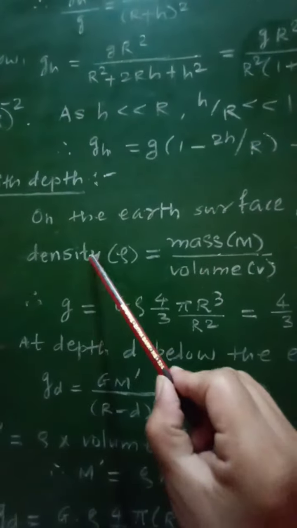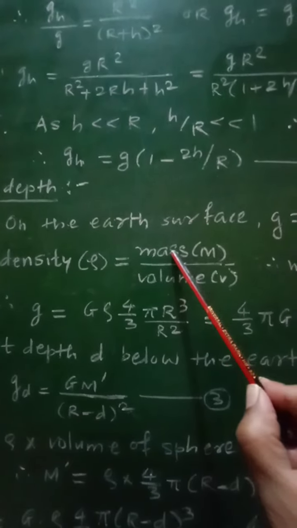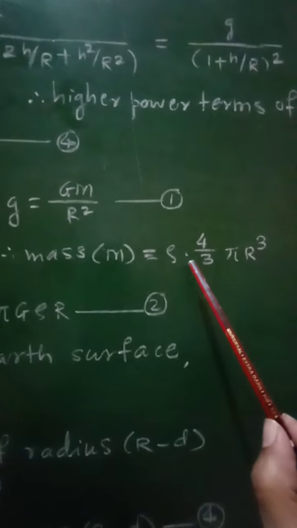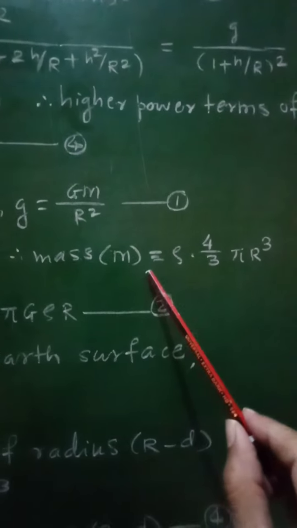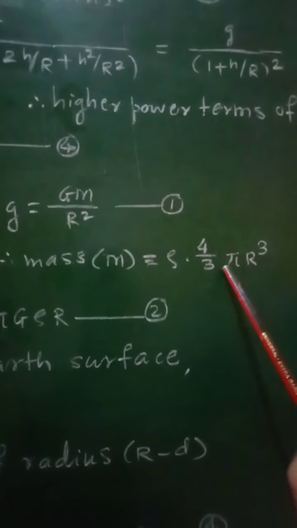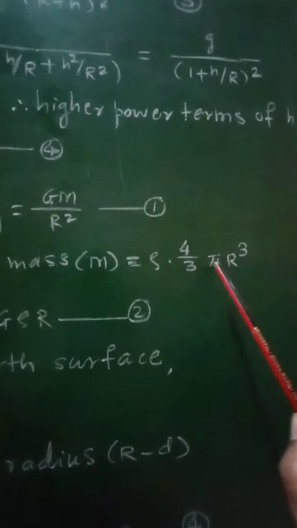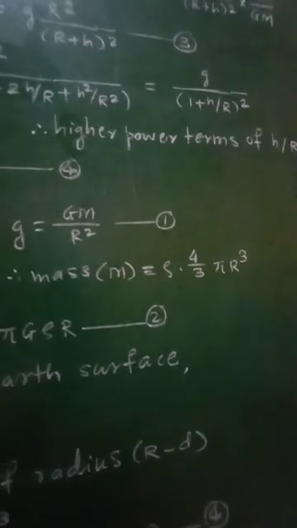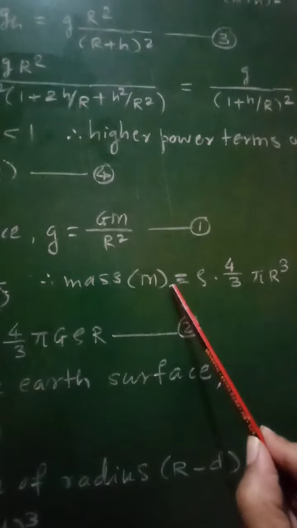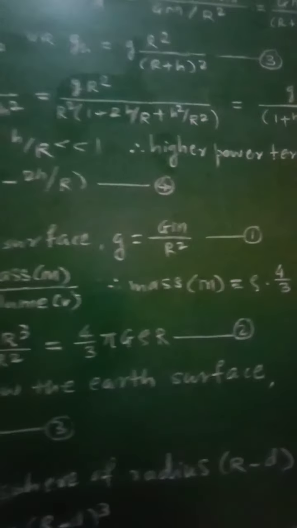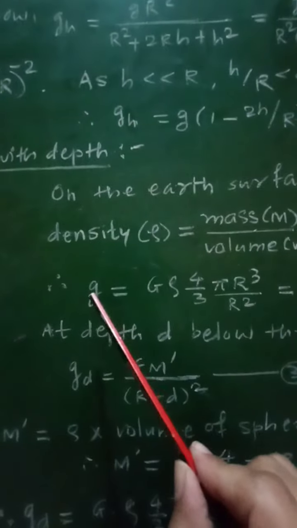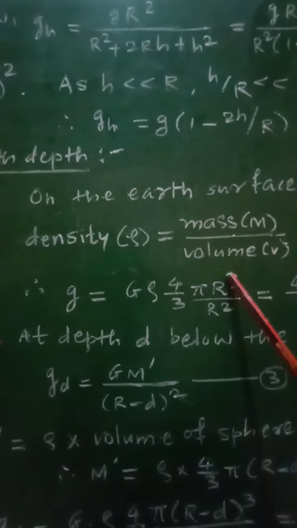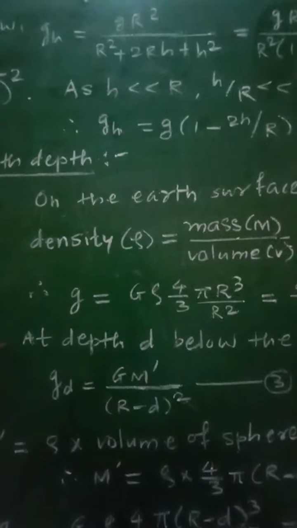This will be density into volume, that is mass, and therefore we will get rho, the density, into volume of the sphere, that is 4 by 3 pi R cube. That will be the mass of the earth M. Putting this value of mass M in the above equation, we will get g equal to G rho 4 by 3 pi R cube upon R square.